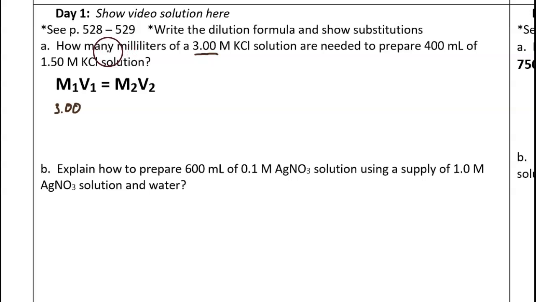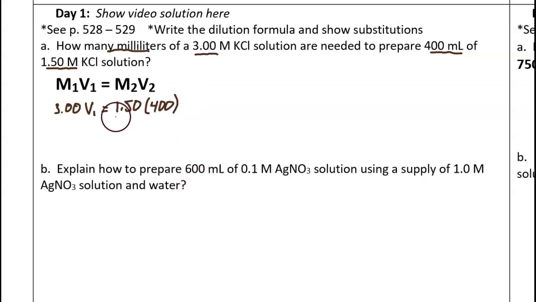The question says how many milliliters. That's asking for a volume. So V1 is our variable. We're asked to prepare 400 milliliters of this molar solution. So molarity number 2 is 1.50, and that second volume is 400 milliliters.